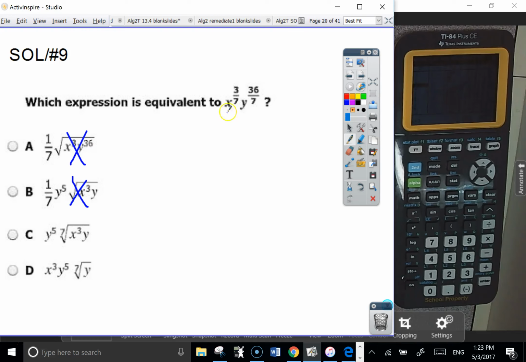And then let me just look at this x to the 3/7, right? If I convert that to a radical, what is the index of the radical? 7, right? What goes inside the radical? X to the 3rd. Can I simplify that? No, because the 3 has to be at least as big as the index, right? The power of x inside has got to be at least as big as the index, or else nothing's coming out.